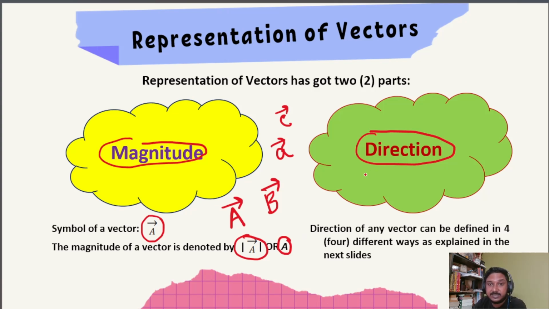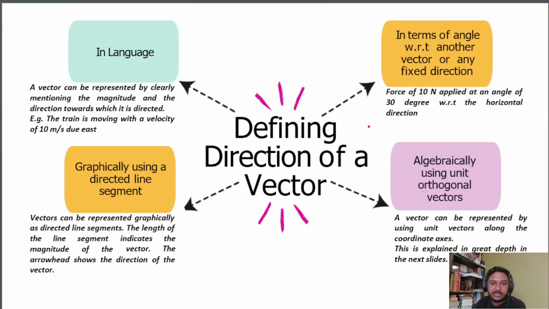The second thing is the direction. Now the direction of a vector can be represented in 4 different ways. So let's see what are the ways in which the direction can be represented. The first way is using language. We can simply explain the direction in which the vector is pointed. For example, a train is moving with a velocity of 10 meters per second due east, which clearly defines the velocity is in the direction of east.